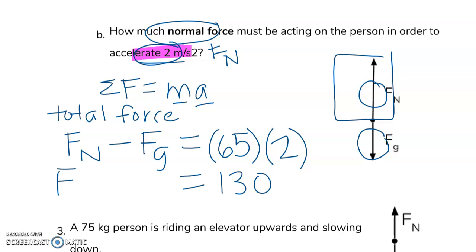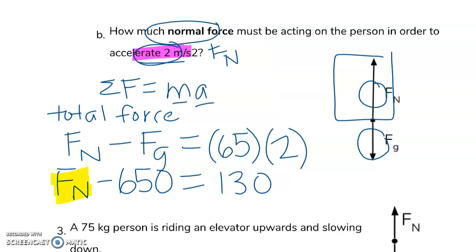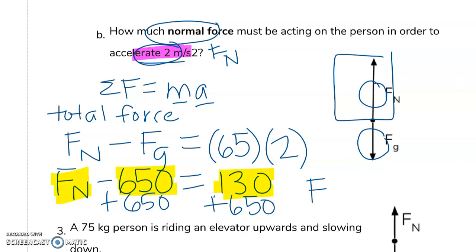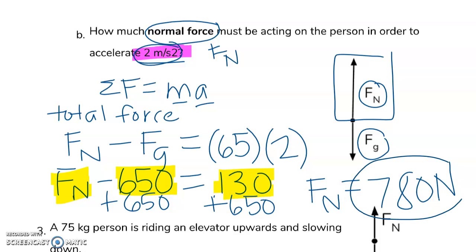On the left side, Fn is what I'm trying to find out. But I know Fg is 650 from the first part. So to find the answer, I need to figure out what number I plug in here for Fn so that when I subtract the 650 newtons of force of gravity, it will still cause this acceleration. I can add 650 to both sides, and I find that the final answer for the amount of normal force to cause that acceleration of 2 on the object is 780 newtons. And that's the final answer.